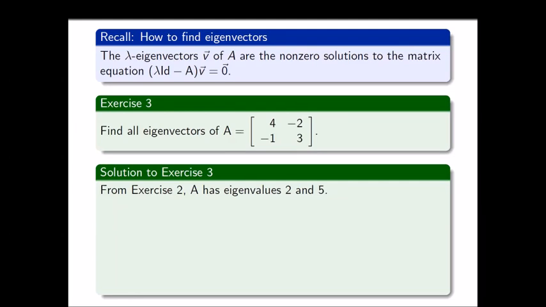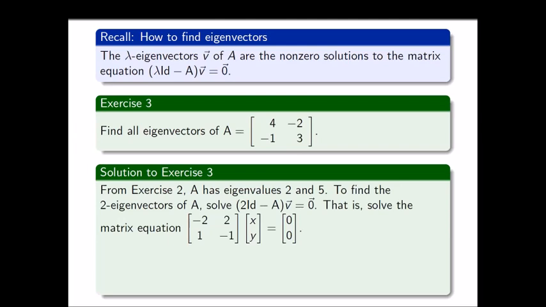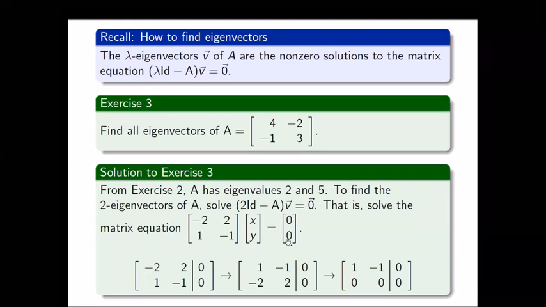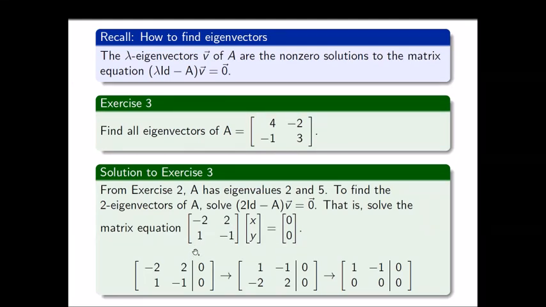So from exercise 2, A has two eigenvalues, 2 and 5. We are first going to work with 2. So to find the eigenvectors of A for 2, we replace lambda with 2, and we get this equation. And to solve this, we have to solve the matrix equation given by the matrix minus 2, 2, 1, minus 1 times (x, y) equal to (0, 0). Now, there is an augmented matrix corresponding to this matrix equation where we put the coefficient matrix on the left side of the separator line and the constant vector on the right side.